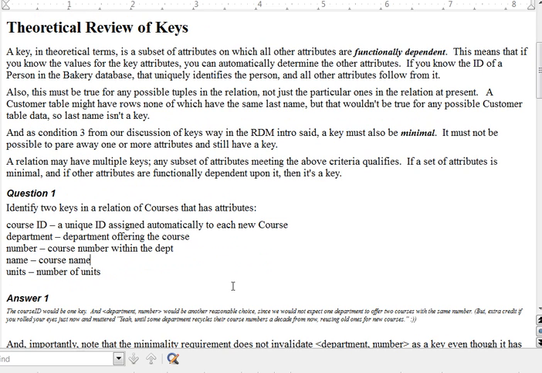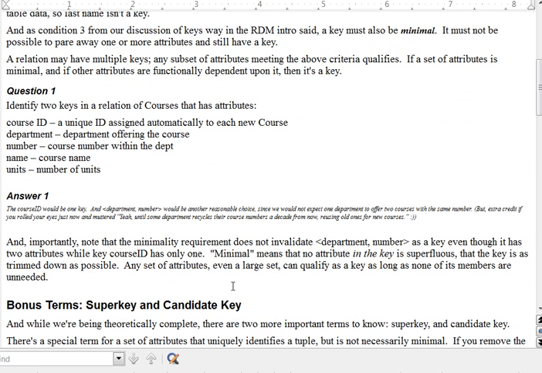But I'll give you a bit of extra credit if you rolled your eyes just now and muttered, yeah, until some department recycles their course numbers a decade from now, reusing old ones for new courses. Recall our earlier discussions on the limits of humanly generated keys. Now, importantly, note that the minimality requirement does not invalidate department combined with number as a key, even though it has two attributes, while the key course ID has just one. Minimal means that no attribute in the key is superfluous, that the key is as trimmed down as possible.